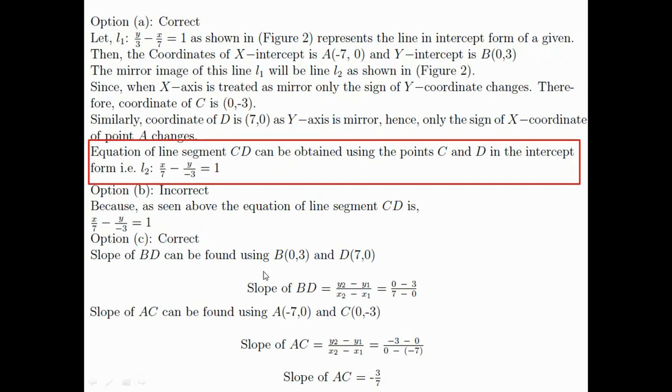So the slope of BD can be found using B, that is (0, 3), and D, that is (7, 0). The slope of BD will be (y2 minus y1) by (x2 minus x1), that is equal to (0 minus 3) divided by (7 minus 0). Similarly, the slope of AC also can be found from the two-point form, as A has coordinate (minus 7, 0) and C has coordinate (0, minus 3). Then the slope of AC equals minus 3 by 7.